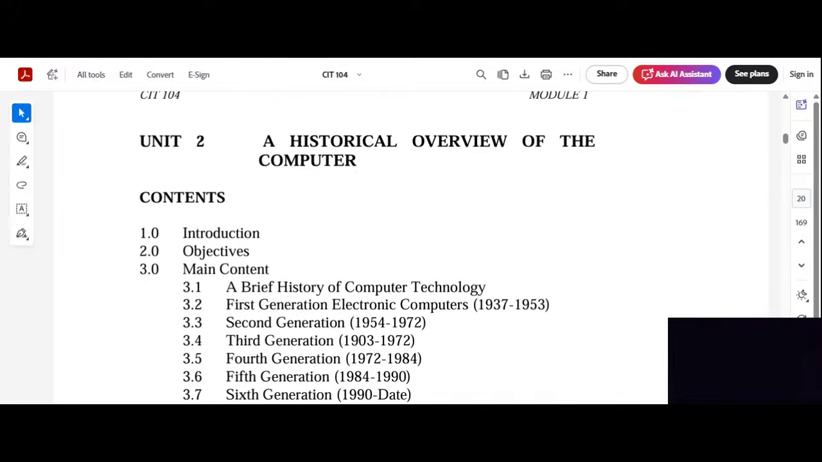So that brings us to Unit 2. We have successfully gone through Unit 1. Now we are free to go to Unit 2, which is the history of the computer, a historical overview of the computer. Please, you guys will permit me. Just continue answering the questions and give me a few minutes, please.